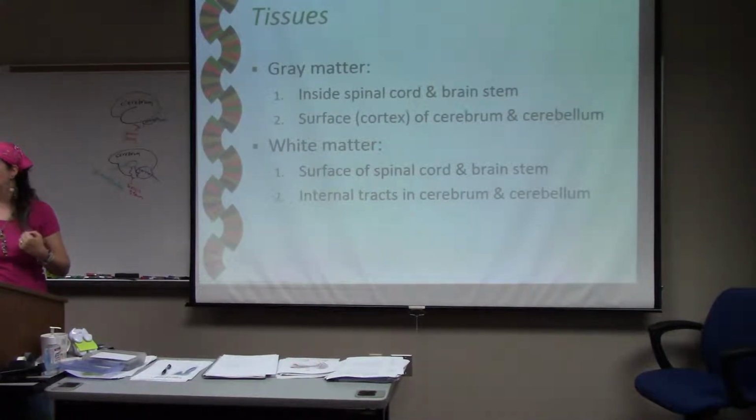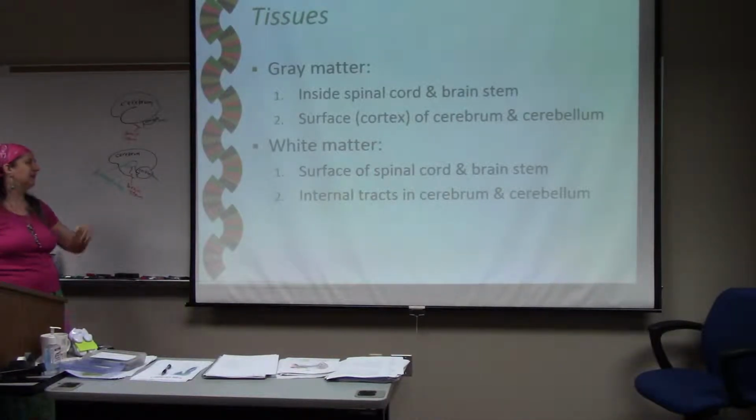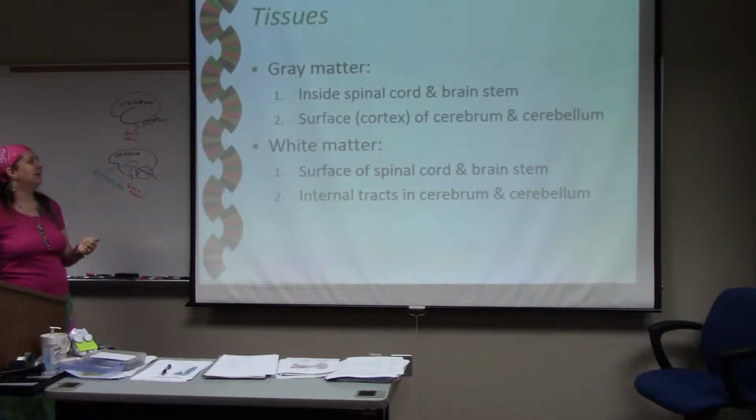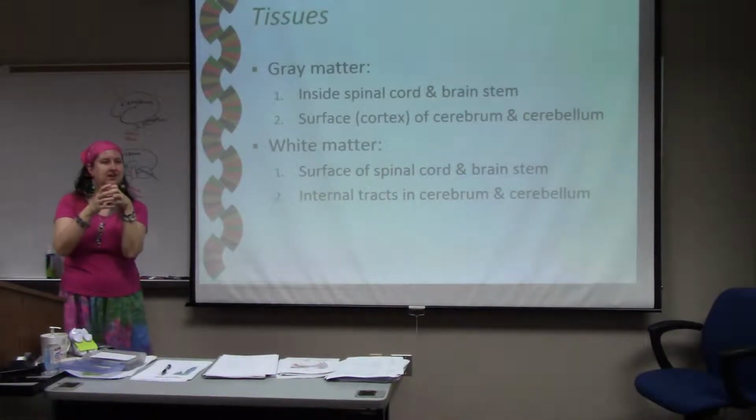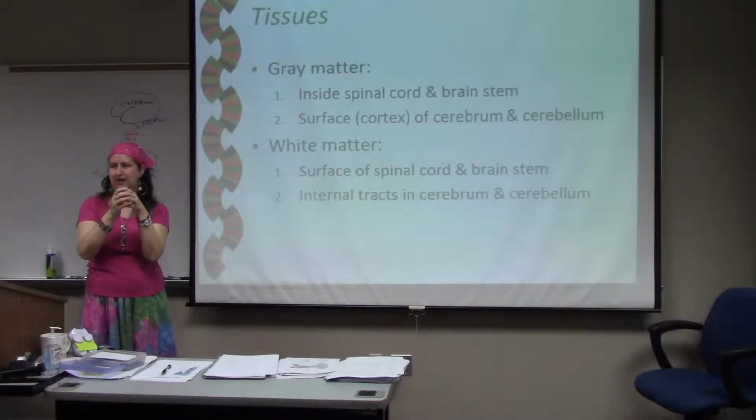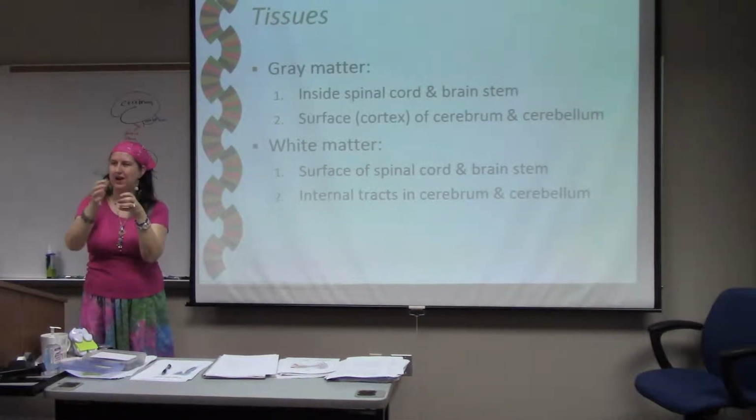Gray and white matter we mentioned in the last chapter. Which one has myelin? White matter. In the central nervous system, here's where we find each of those. Gray matter is the inner portion of the spinal cord and brainstem. It has white matter surrounding it.